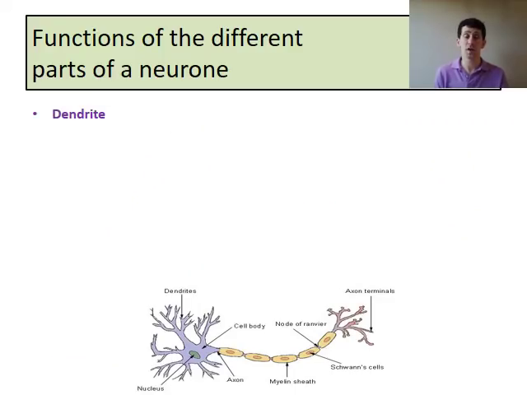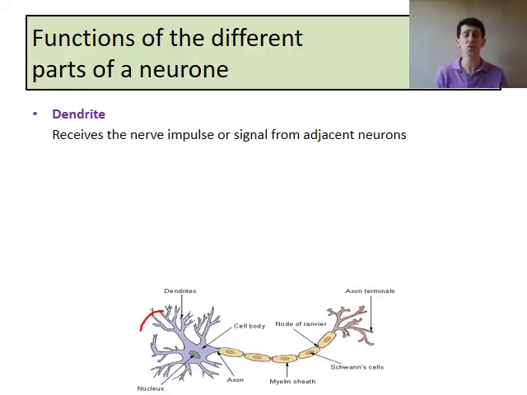So the first thing we're going to look at is what the dendrites are. Okay, these little spiky bits sticking off the end of the diagram down here. And dendrites receive nerve impulses or signals from adjacent neurons. So they're sticking out, you can see them all little spiky because they're trying to get the information or impulses from other neurons. That's their job. Okay, they receive nerve impulses from surrounding neurons.